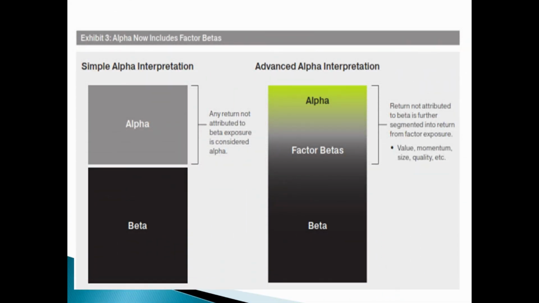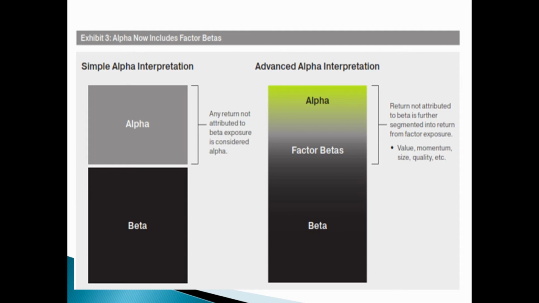Now, the next slide simply gets some terms out there. So on the left-hand side, you see beta and you see alpha. Beta being the performance, again, of the overall market. Alpha being the skill of the individual manager, either in picking stocks or allocation of funds. And that's what is called a simple alpha interpretation.